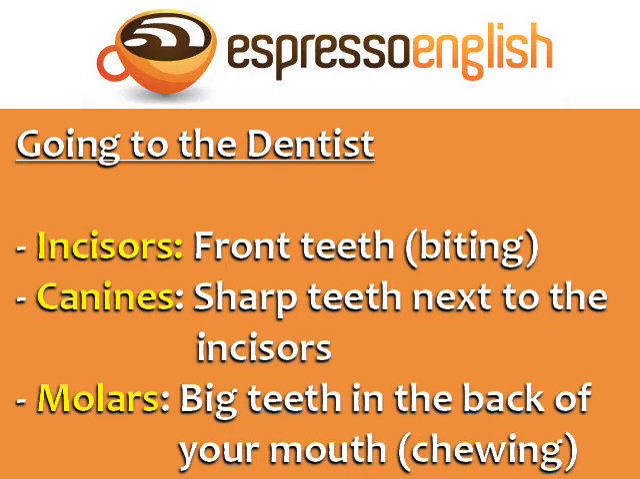Finally, let's learn the names for different types of teeth. Incisors are the teeth in the front of your mouth. You use these for biting your food. Canines are the sharp, pointy teeth next to the incisors. Molars are the big teeth in the back of your mouth. You use these for chewing your food.